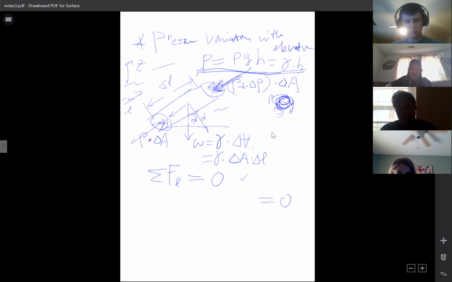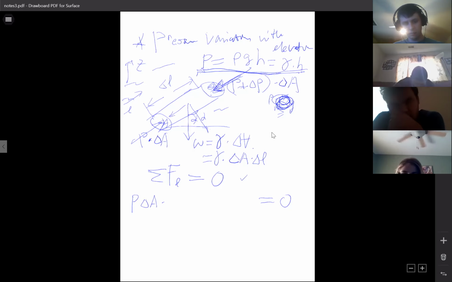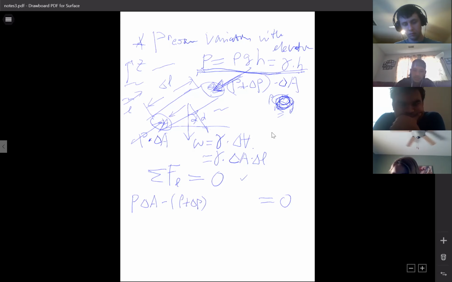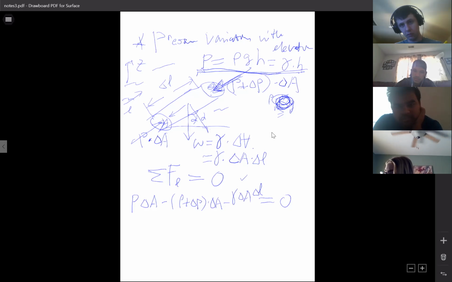So write it down: P times delta A. Minus, be careful with the sign, you have the opposite direction on the top surface: P plus delta P times delta A. Then minus this force, also minus, is W. We have W, gamma delta A delta L, times sine or cosine?